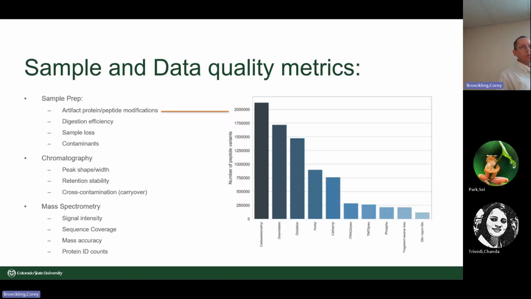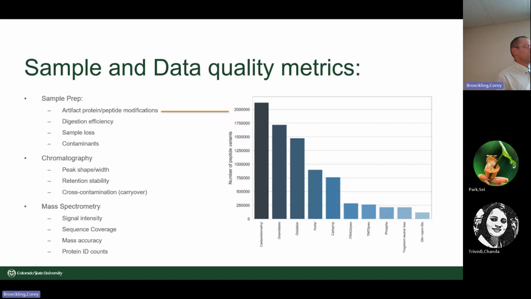Chromatography: does our peak shape or width change over the course of the experiment? Retention time: how much does that drift? Carryover: if we've used blanks, can we look at what percentage of HeLa or sample signal is in the blank in the next injection? Those are things that can be quantified.